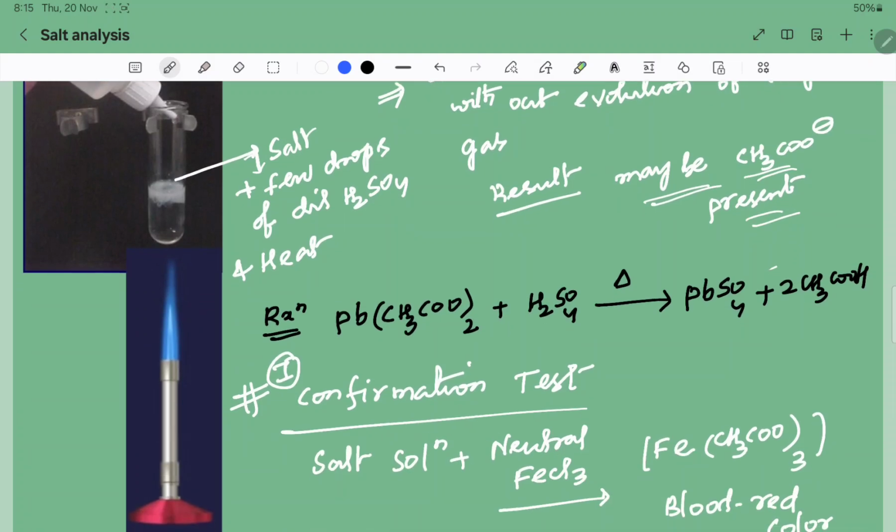Now, what are the confirmation tests for this, students? When acetate reacts with dilute H2SO4 followed by heating, you will get PbSO4 plus acetic acid, which has a vinegar smell. That may result in acetate being present.